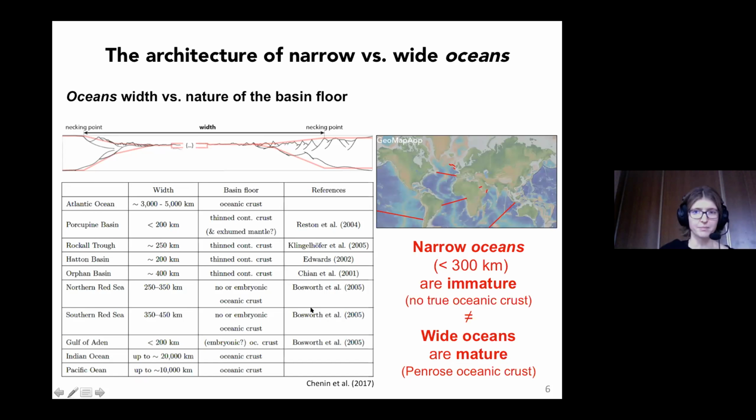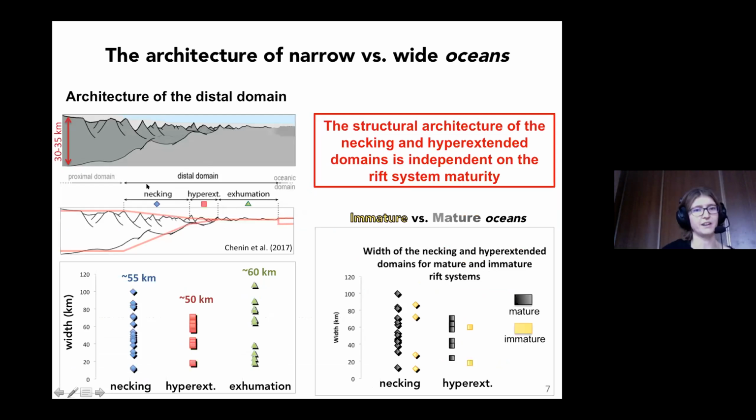The next step was to compare the architecture of rifted margins. To do that, we measured the width of different domains. Here is the necking domain, the hyperextended domain where the crust is less than 10 kilometers thick, and the exhumation domain where we have exhumed mantle. And we got average values of each domain for rifted margins.